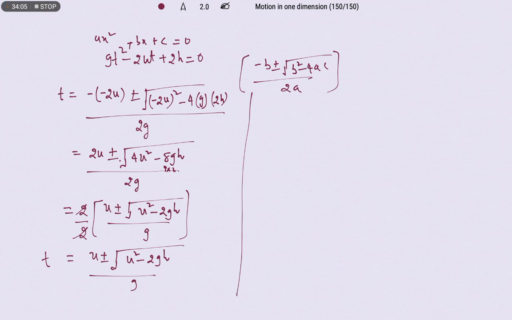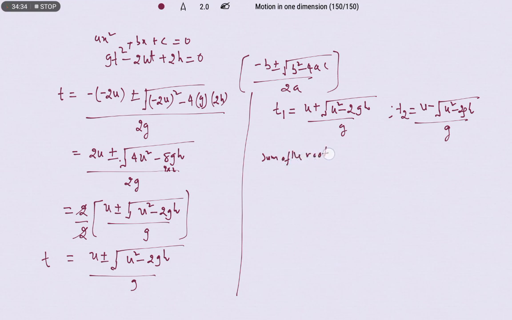So we have two roots here. One is t1. I am going to write u plus under root of u square minus 2gh by g, and t2 we can write u minus under root of u square minus 2gh by g. So now let us add the roots. So now I am taking the sum of the roots, t1 plus t2.